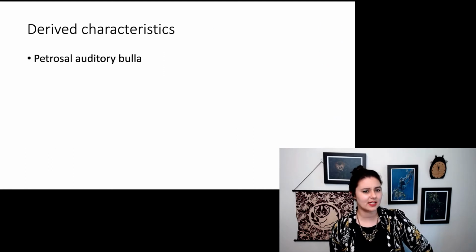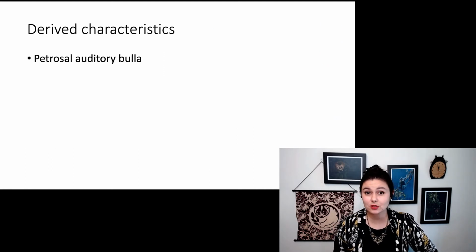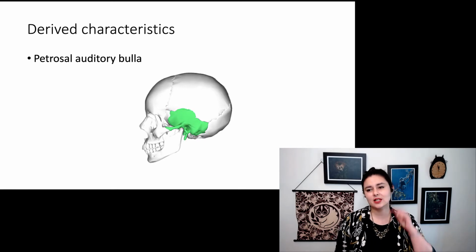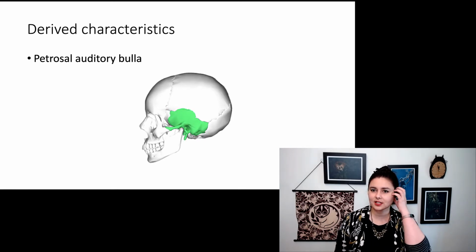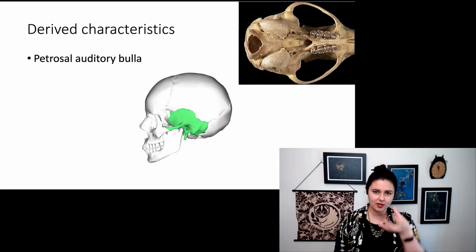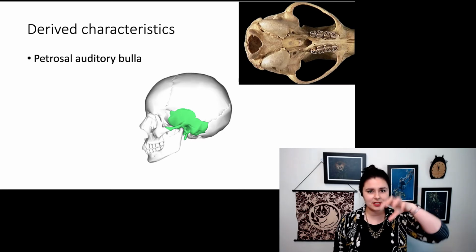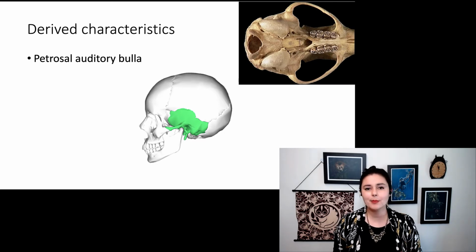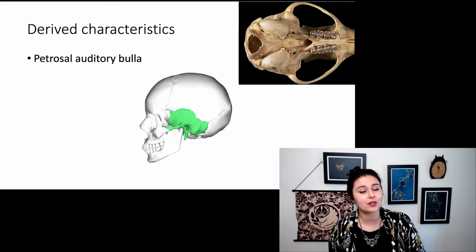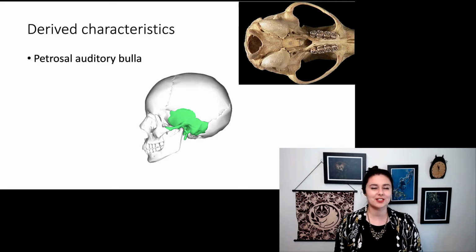Slightly less exciting, we have something called a petrosal auditory bulla. So that is just the bone right here on this side of their head. If you look at the very bottom, the auditory bulla is that thing that pops up. It happens to be made out of the petrosal bone in primates. It's made out of a different bone in other animals.